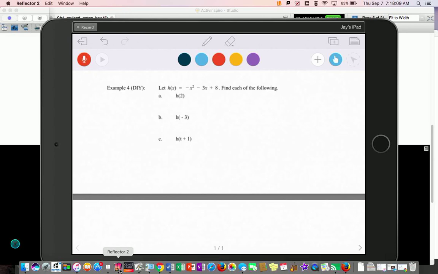All right, on this last example, this DIY, again, please pause the video and do the problems. Be extra careful with the negative x squared. Think about PEMDAS. You're going to do exponents first. So take your input squared, then multiply by the negative, then take negative 3 times your input plus 8. So carefully write it out and see what you come up with. So pause the video now.